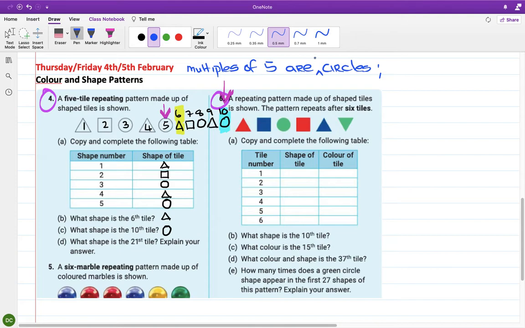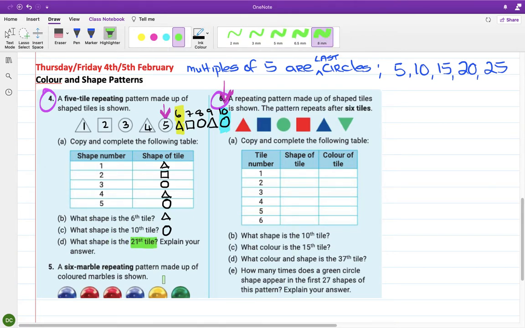Okay, and they're actually the last circles, because there's obviously 2 circles in the pattern. So 5 is going to be the last circle, 10 is going to be the last circle, 15 is going to be the last circle, 20, 25, they're all going to be that last circle. Now if we look at this question, we're looking for the 21st. Okay, so we know that the 20th, look, it's over here. The 20th tile is a multiple of 5, so that means the 20th tile is going to be this part of the pattern. See where I am there? So then the 21st is just going to be next. So it's going to be a triangle.